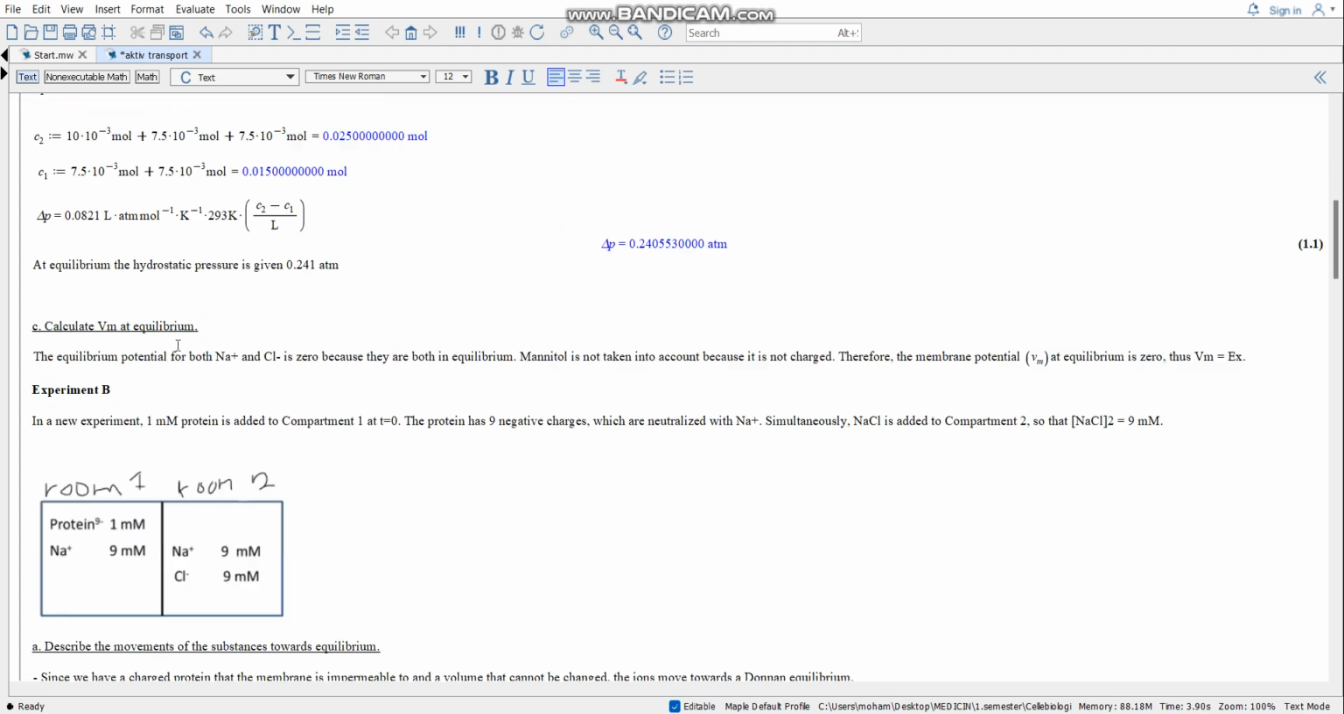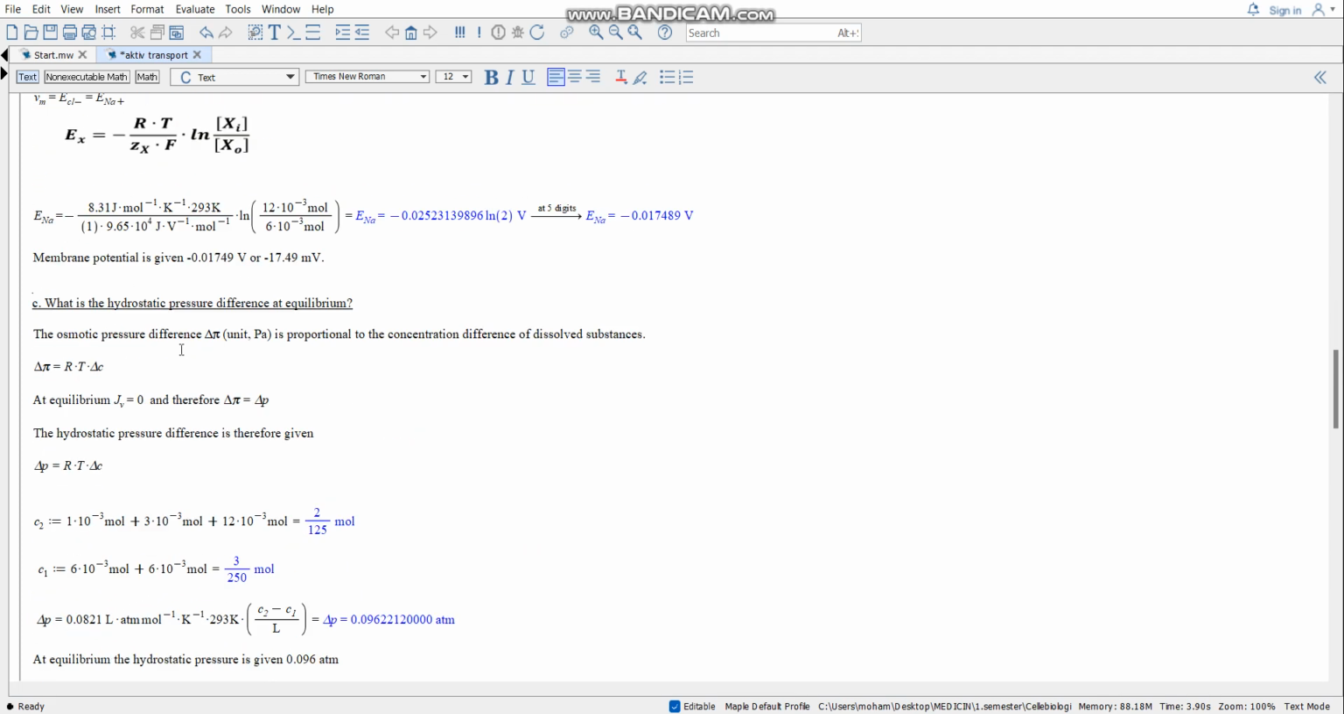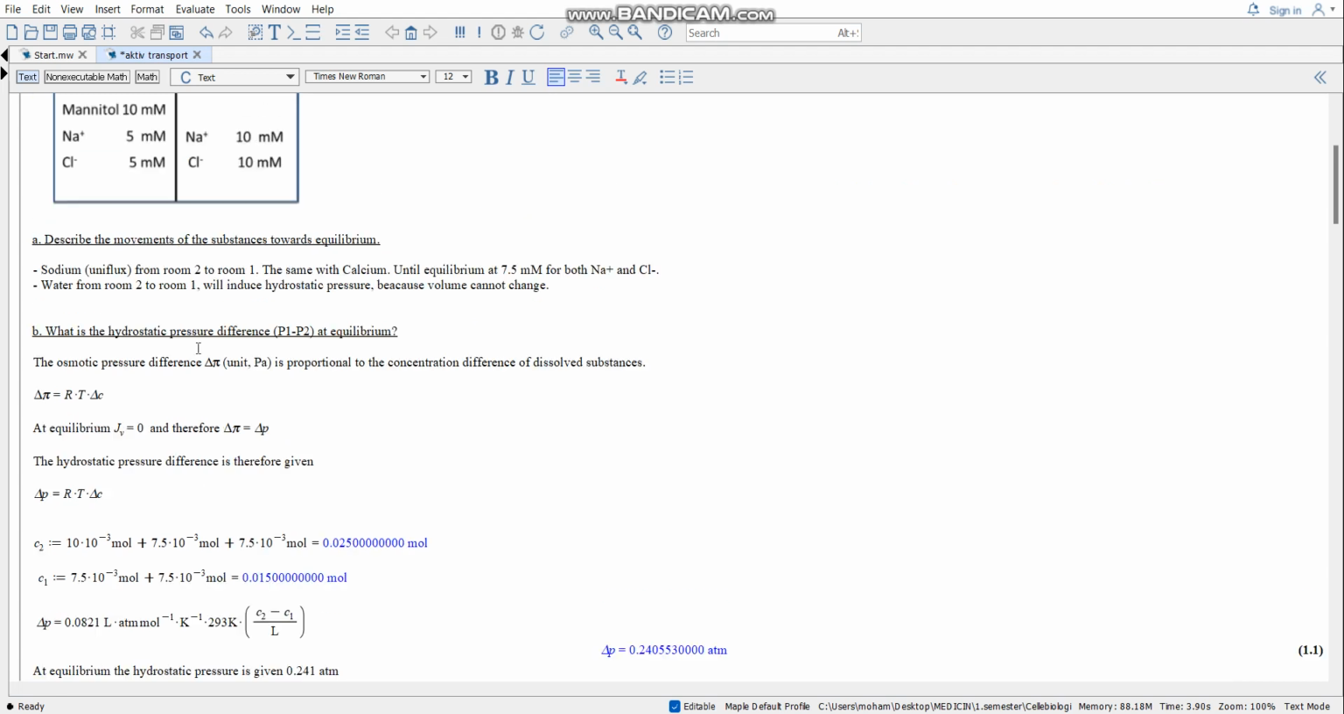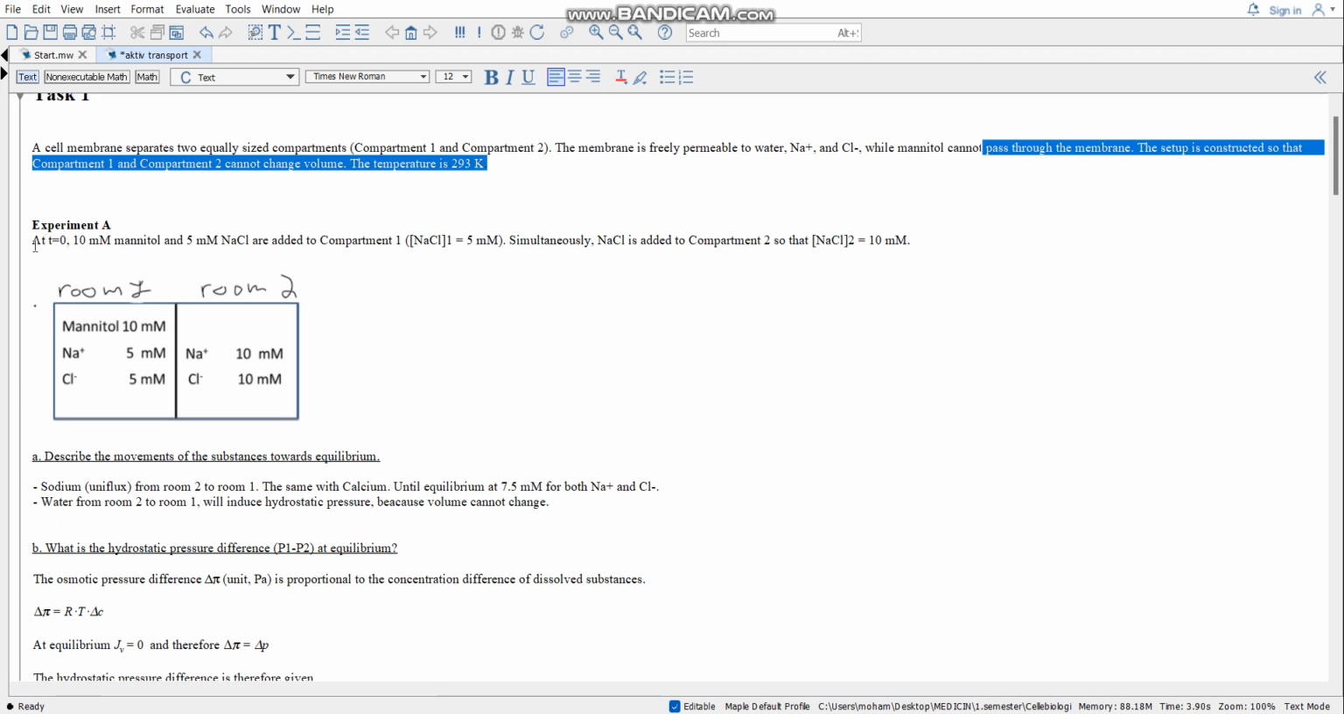And so here we have 3 separate experiments, and for each one we have a couple of questions we need to do. So let's start off by looking at experiment A.